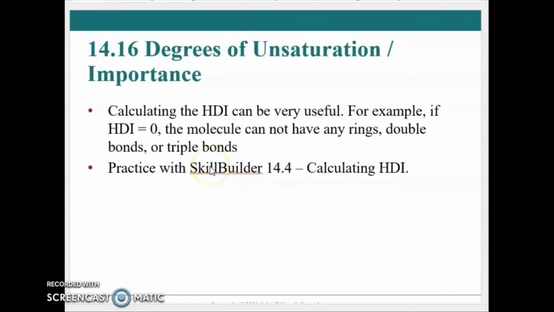And then, as I mentioned, this can be useful because if you have a hydrogen deficiency index of 0, you know that you're not looking at any rings, double or triple bonds. So that closes out our mass spectroscopy unit.